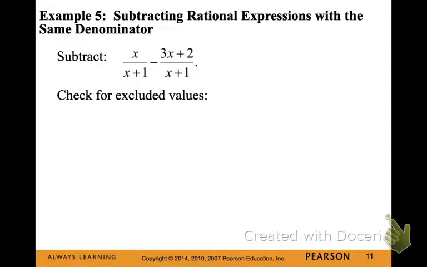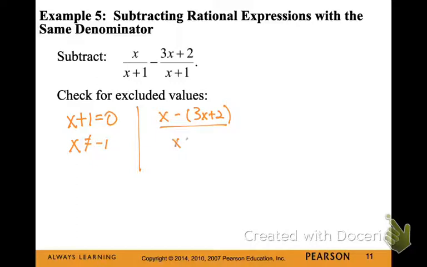So we're subtracting x over x plus 1 minus 3x plus 2 over x plus 1. We already have a common denominator, so now we can first check for excluded values. We have this one expression in our denominator, solve for x, so x should not equal negative 1. Now I'm just going to subtract my numerators. So I have x minus the quantity, because I have to subtract each part, of 3x plus 2, all over that one common denominator.